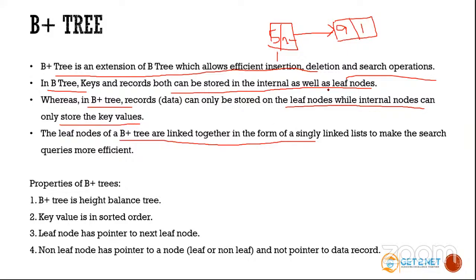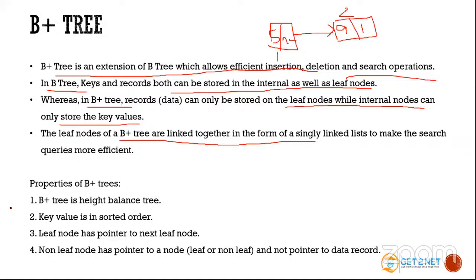It is linked like a singly linked list to make search operations more efficient. When you want to search this node, it is very easy because it is connected with this. The address is stored here in the first node. That means this node is available in the second part. We can search it here. It's quite easy. That's why the B plus tree is used. It is an extension of B tree because it's very efficient in insertion, deletion, and searching operations.